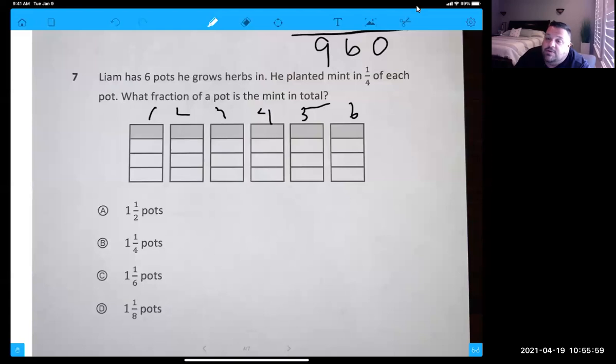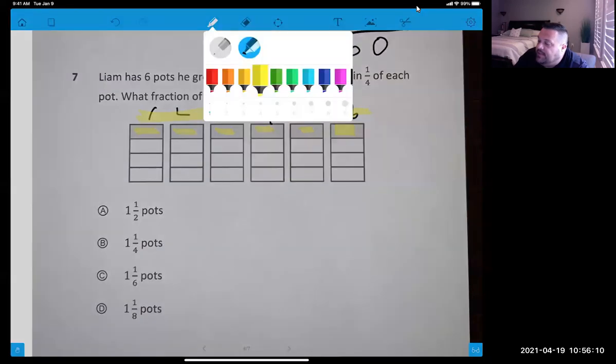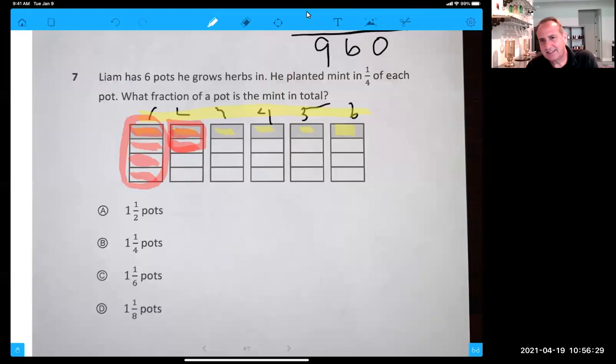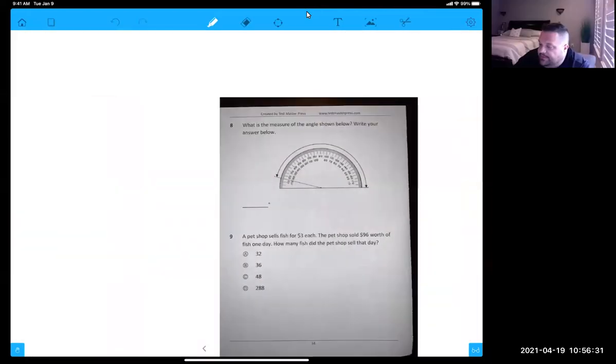I'm going to use the highlighter to show the people at home what Scarlett just said out loud. So there's 6 up here, right? 6 quarters. Here's the one, here's the one, here's the one, here's the one, here's the one, here's the one, right? They want us to put them all in one pot. So we're basically just filling up 6 quarters, right? There's 1, 2, 3, 4, 5, 6. And Scarlett is saying here's 1, and then here is half of 1, so that's 1.5. Excellent. Good. All right, couple more.